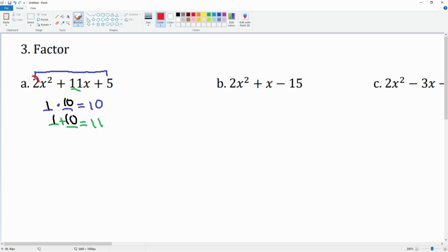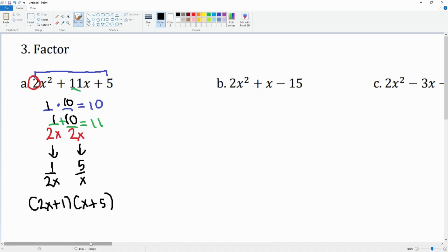Next, we want to divide by that ax term, so we divide by 2x. Nothing simplifies here, so it just becomes 1 over 2x. The 10 over 2x does simplify, getting us 5 over just x. In factor form, we get 2x plus 1 and x plus 5. Here, this is factored form.